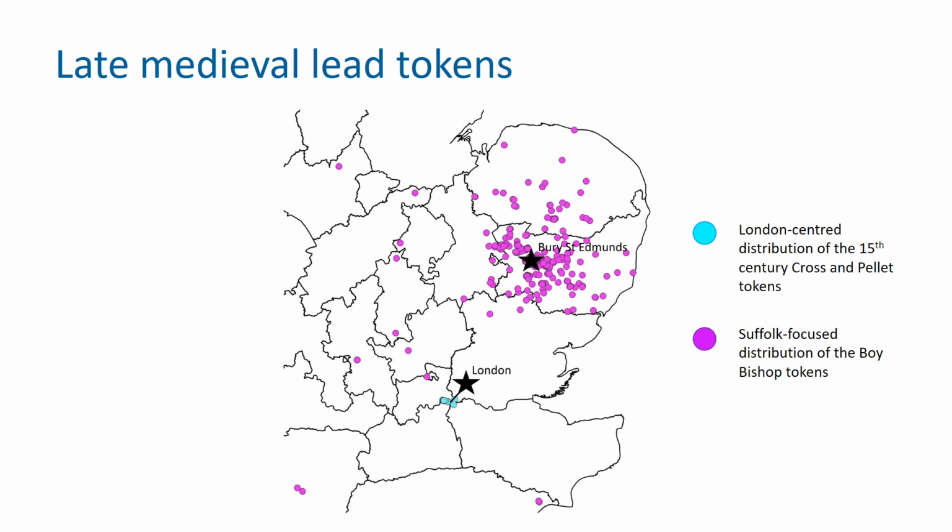Here you can see the London-centred distribution following the line of the Thames for the 15th century cross and pellet series, and the very Suffolk-focused distribution of the Boy Bishop tokens.